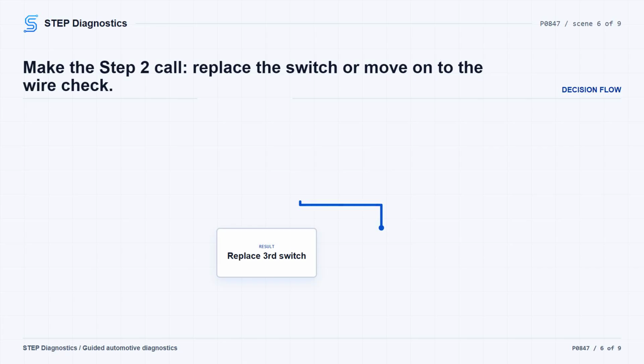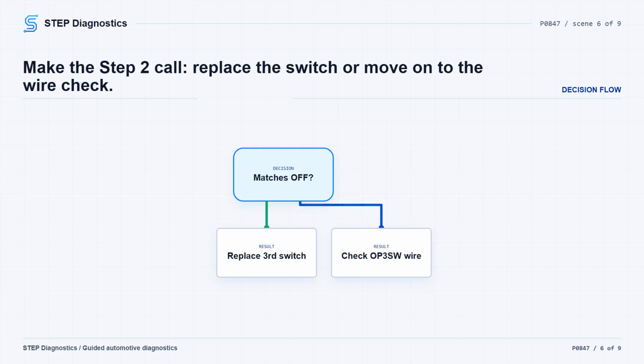If the current condition matches that threshold with the switch disconnected, the diagnostic result points to replacing transmission fluid pressure switch B, the third clutch pressure switch. If the condition does not match, keep going into the wiring check.